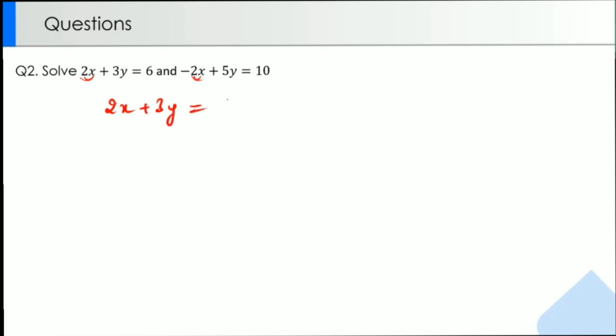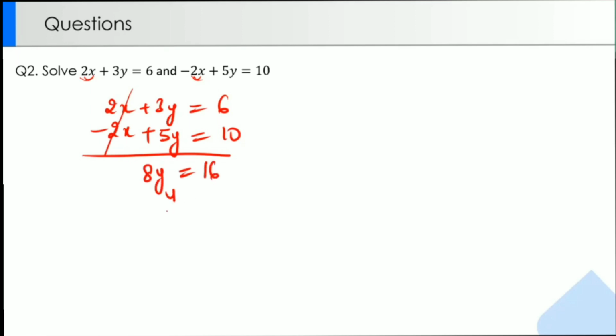So let us write these equations. 2x plus 3y equals 6 and this is minus 2x plus 5y equals 10. The coefficients are same and the signs are opposite. So if I add both the equations, this 2x minus 2x will get cancelled. Whenever you are adding both the equations, signs will not get changed. They will remain as it is. So 2x minus 2x gets cancelled. 3 plus 5 will give you 8y and this equals 16. So y equals 2.